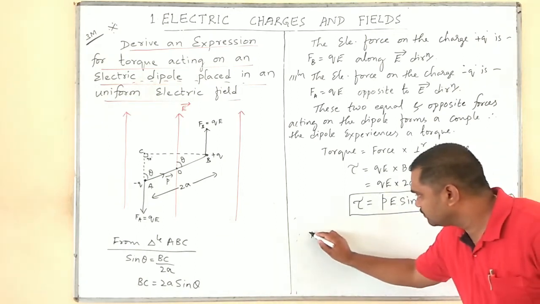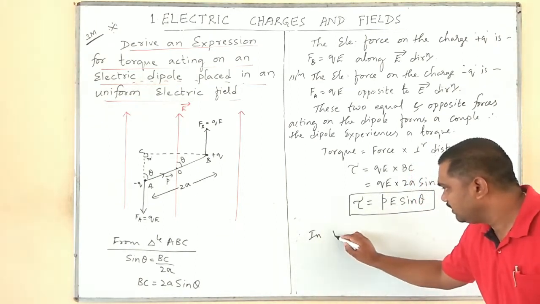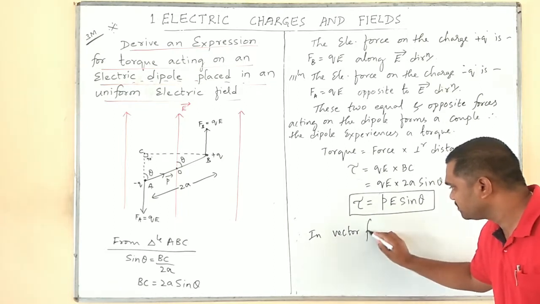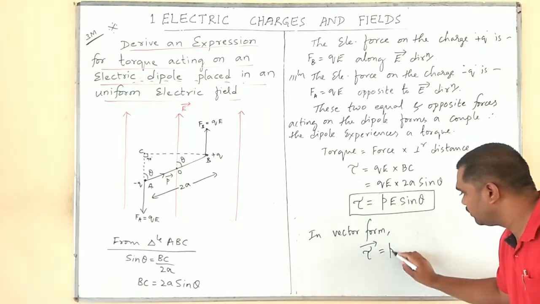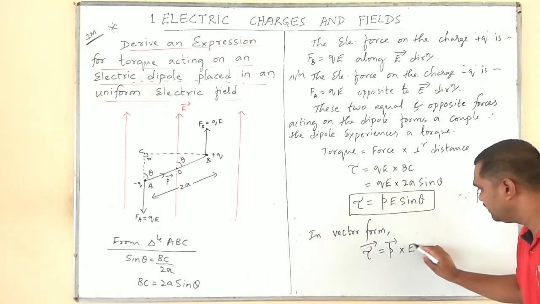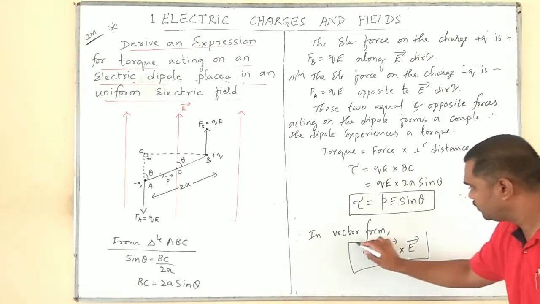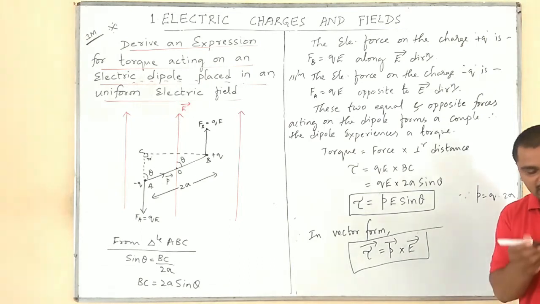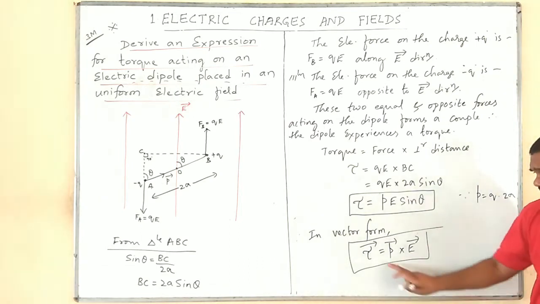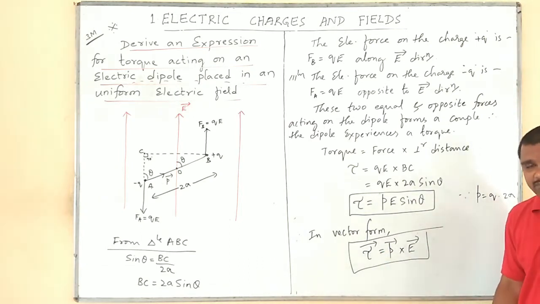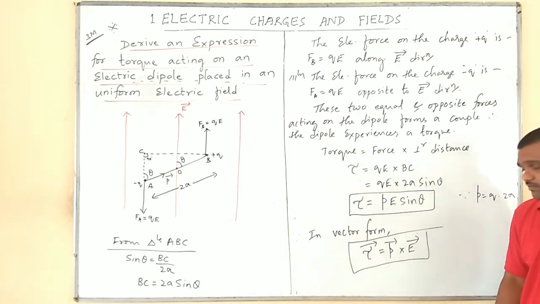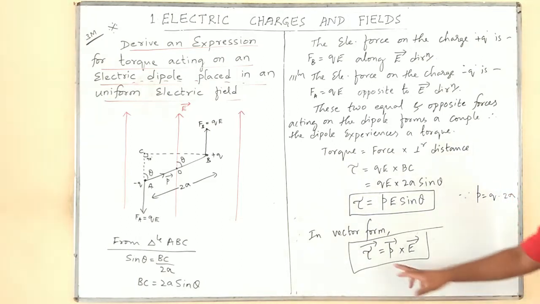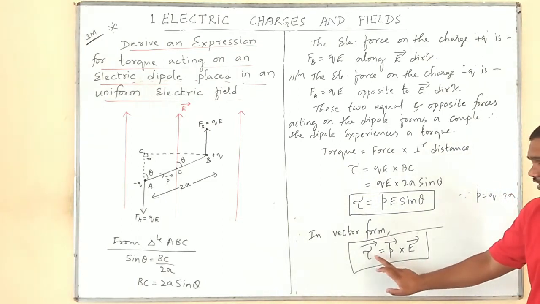Torque is a vector, hence in vector form, tau vector is equal to P cross E. It is the cross product of two vectors, therefore it is also a vector. To find the direction of this torque, you can use the ordinary law of vector multiplication, otherwise the right hand corkscrew rule. By using them, we can find out the direction of torque.